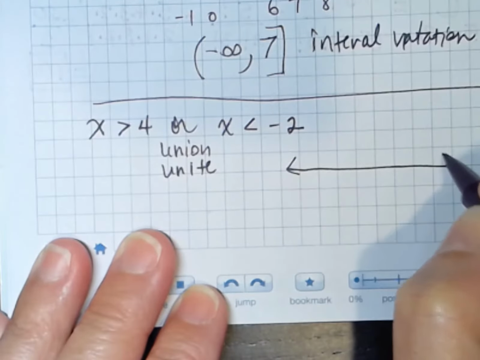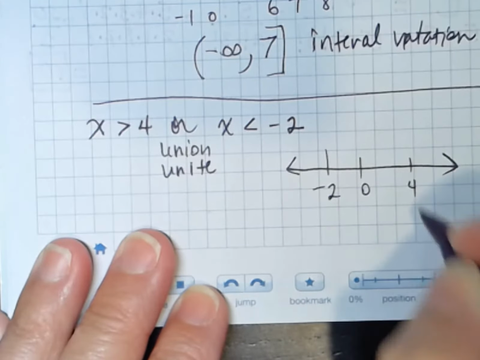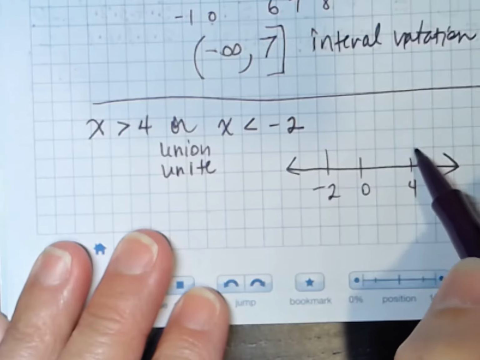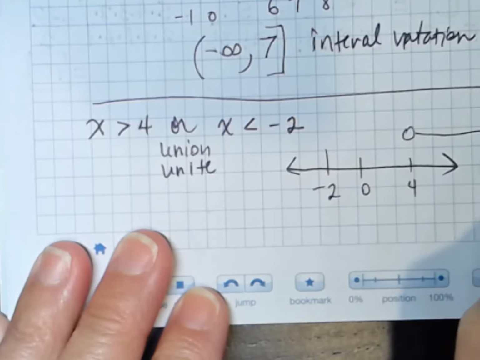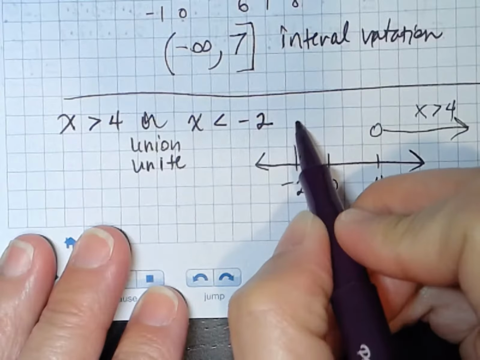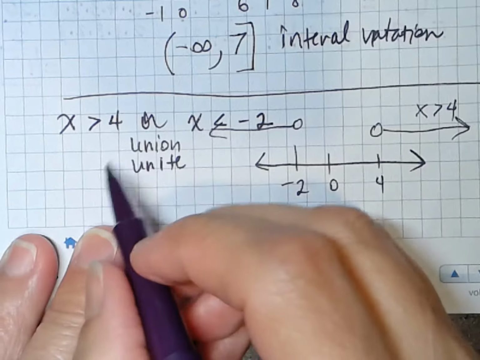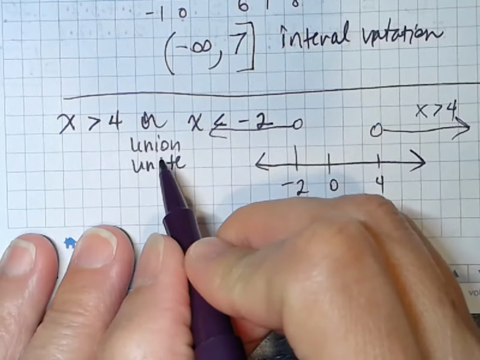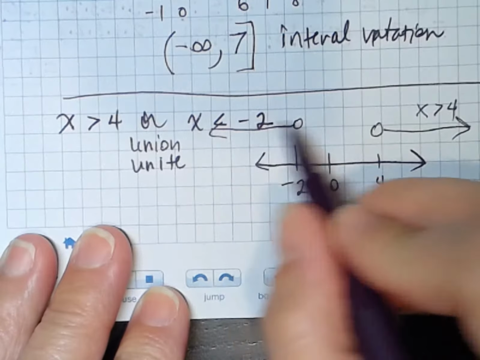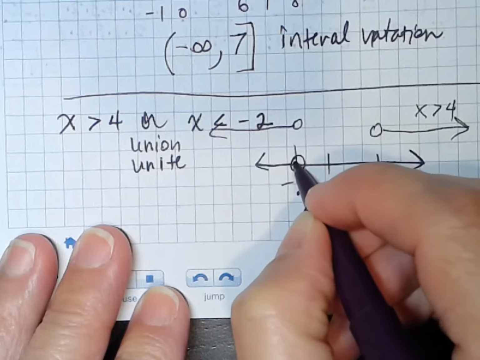So I would look at my number line. Here's -2, here's 0, 4 about right there. So I want everything bigger than 4. That would go this way. This is x is greater than 4. Okay. And then everything smaller than -2, that would go that way. That's x is smaller than -2. And since this one's an or, a union, then my answers can be here or here. So I have to include both pieces in my solution.